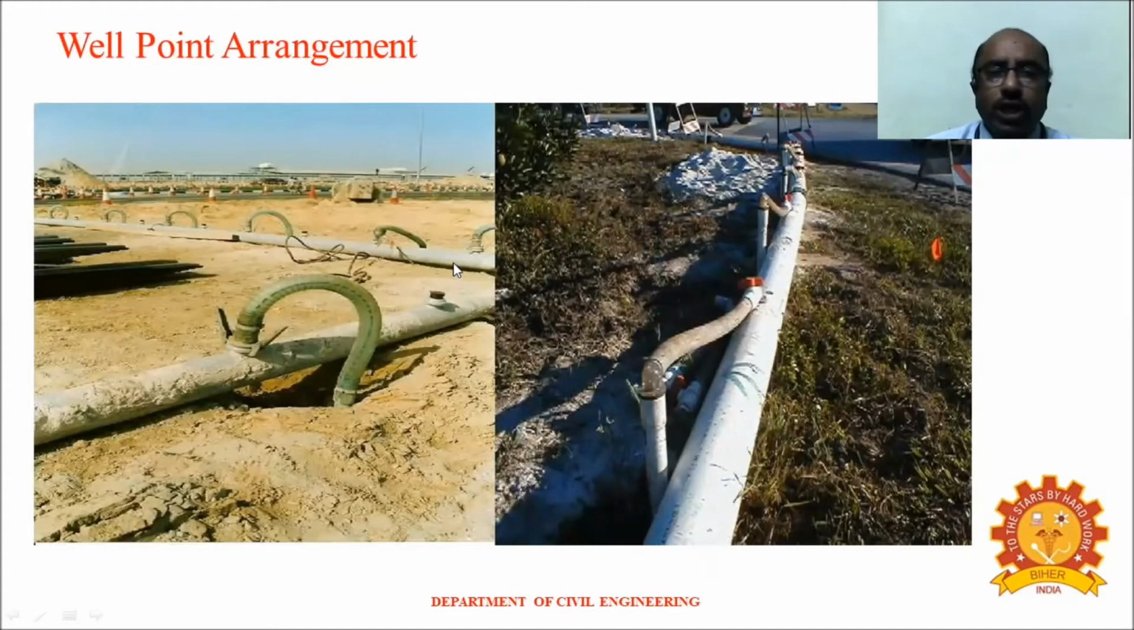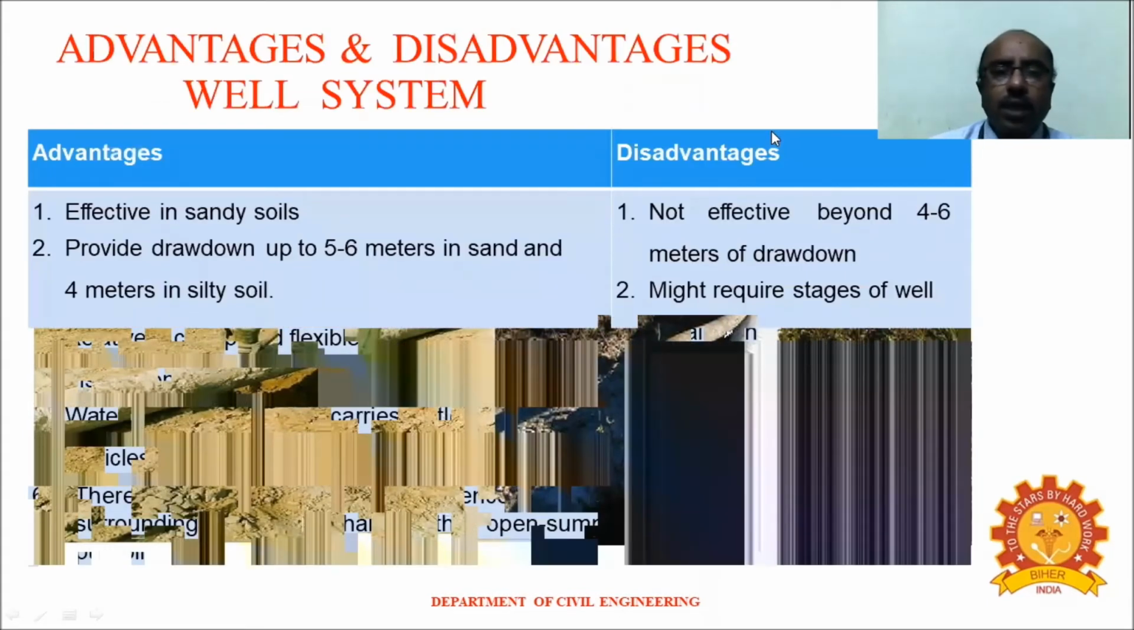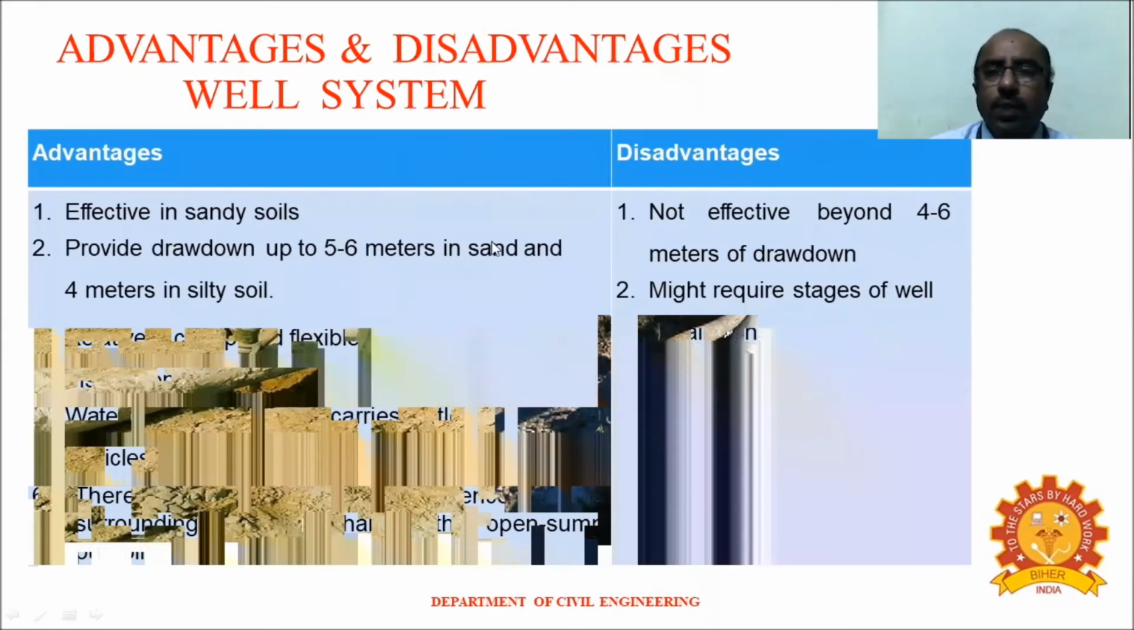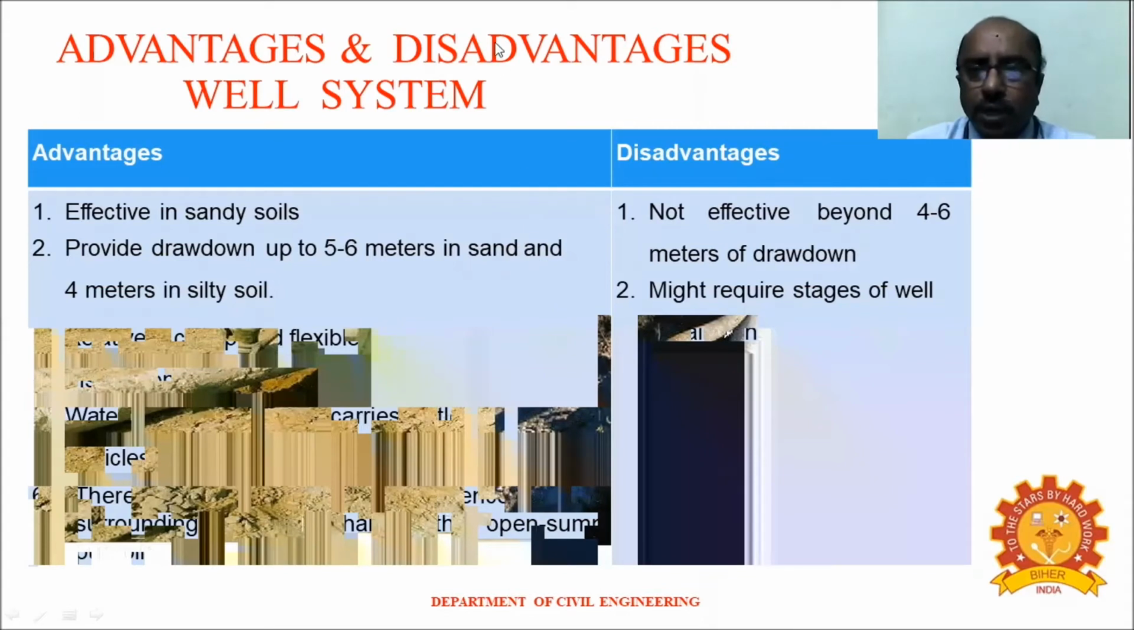So this is the actual picture of this well point arrangement, where you have the header pipe, and it is connected to the various well points or riser pipes, so that the pumped water can be taken to the header pipe and discharged at a very long distance. Thereby, at that place, we can have the required lowering of the groundwater table.